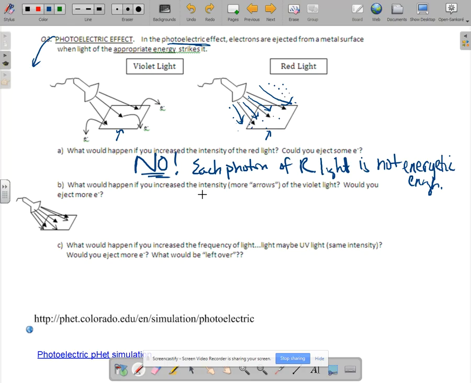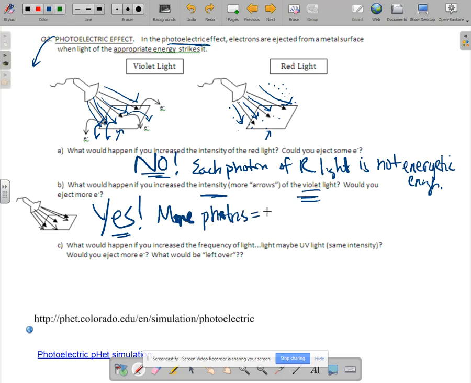Now, what would happen if you increase the intensity of violet light? What I want you to take away from this is that one photon can eject one electron. So if you increase the intensity of the violet light, that just means you're shooting that much more additional photons at that plate. Every additional photon you send, that's one more electron. That's one more electron. That's one more electron. So if you increase the intensity of violet light, would you eject more electrons? Yes. More photons equals more electrons. But those photons have to be of some minimum energy.